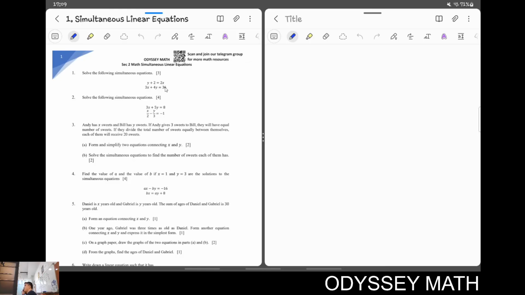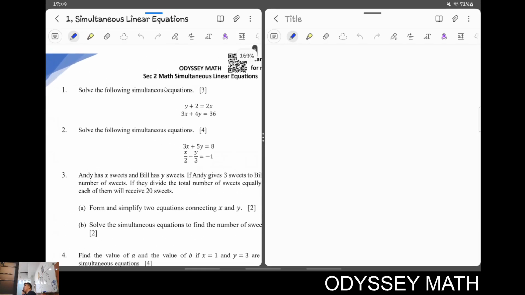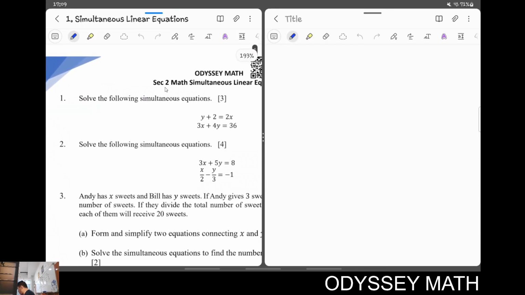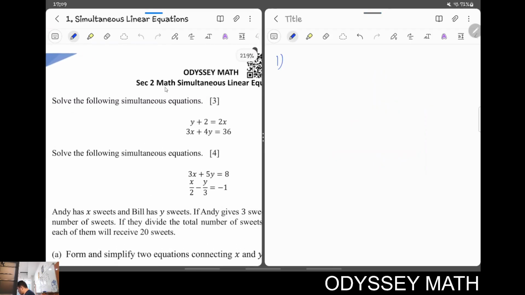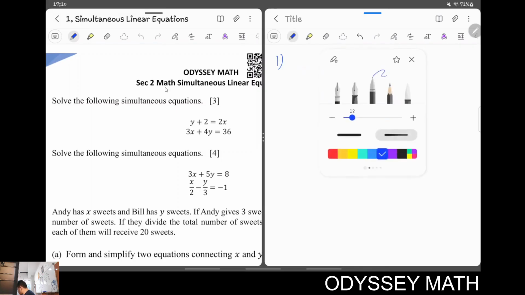So today we're going to walk through the Sec 2 simultaneous linear equations. Question number 1: solve the simultaneous equations y + 2 = 2x and 3x + 4y = 36. So always first, let me make this thicker a bit.